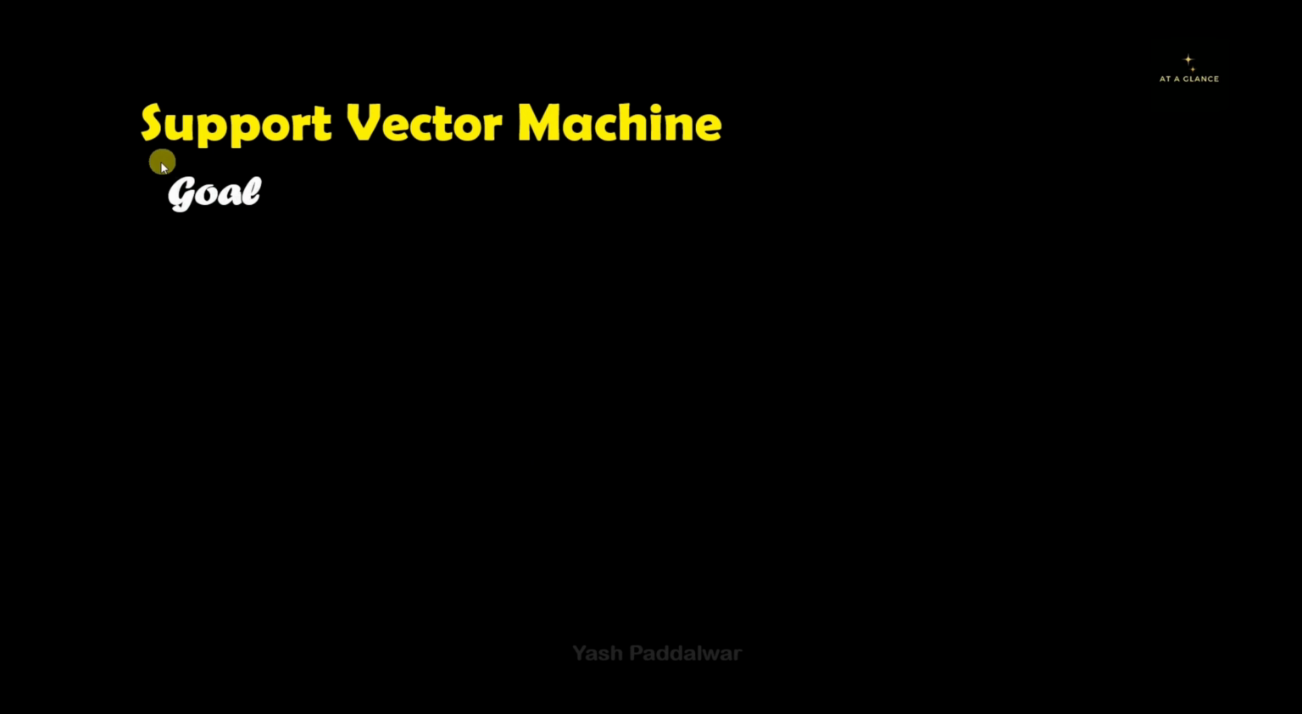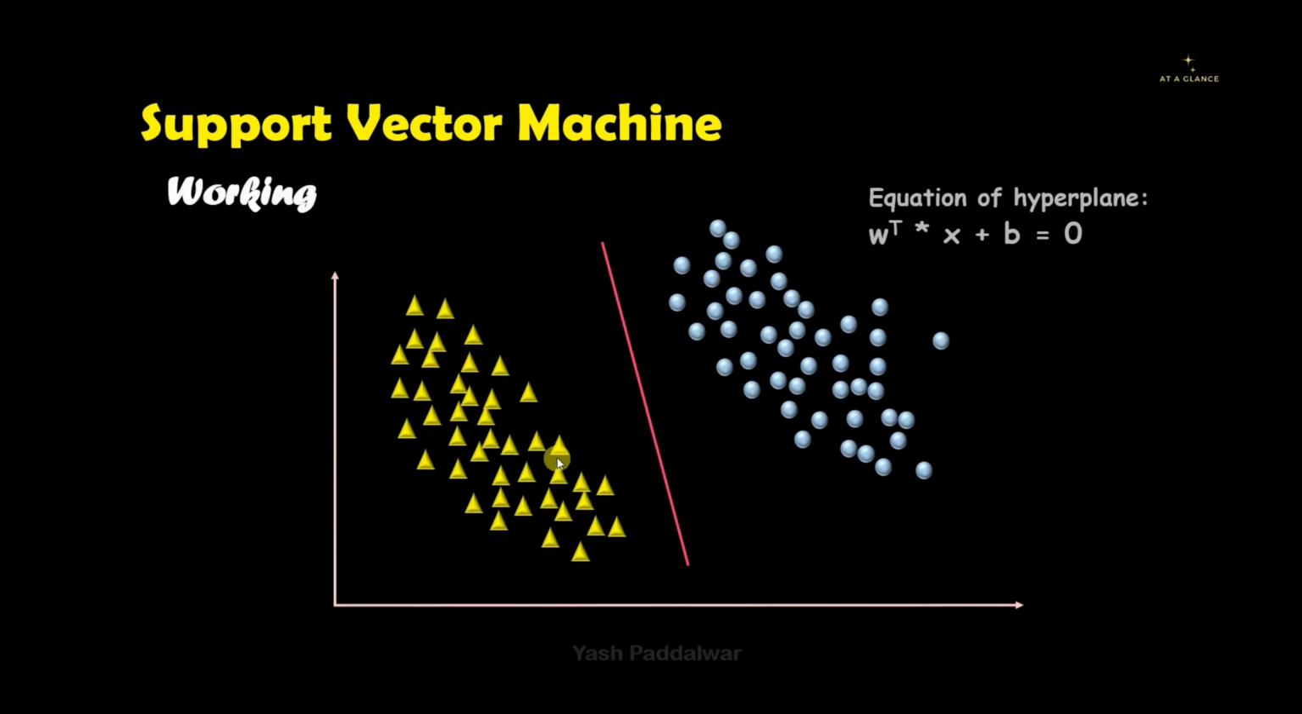Let's see what the goal of support vector machine is. Basically, the goal of support vector machine is to draw a perfect hyperplane. Yes, you just cannot randomly draw a hyperplane which separates two different classes. There is a certain rule for drawing the perfect hyperplane, and once the perfect hyperplane is drawn, only then will that be called a generalized and optimized model.